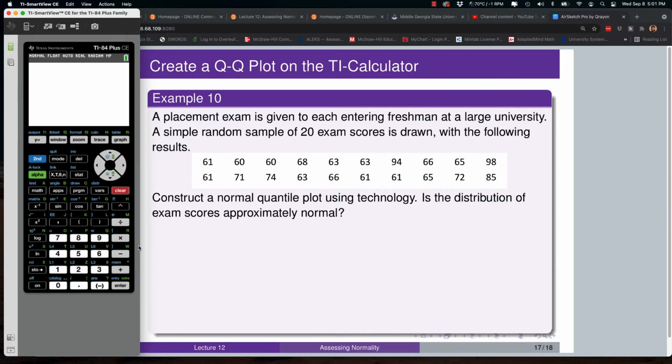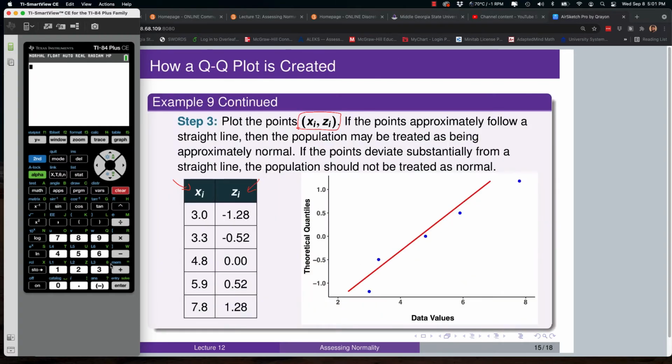The one thing that the TI is not good at is that it won't give us the straight line, but it gives us enough. Other programs, Minitab and R, which we'll use later in the semester, do draw the line for us. Matter of fact, they have a function that draws the line for us perfectly, and they actually look like the examples I gave you on the last part of example 9.